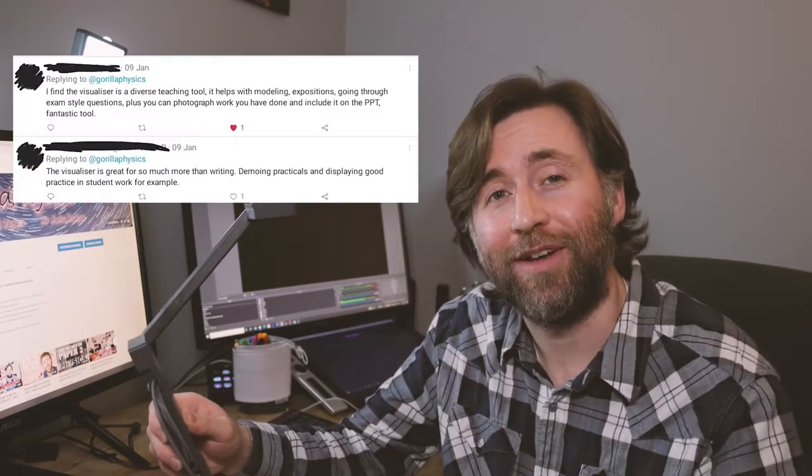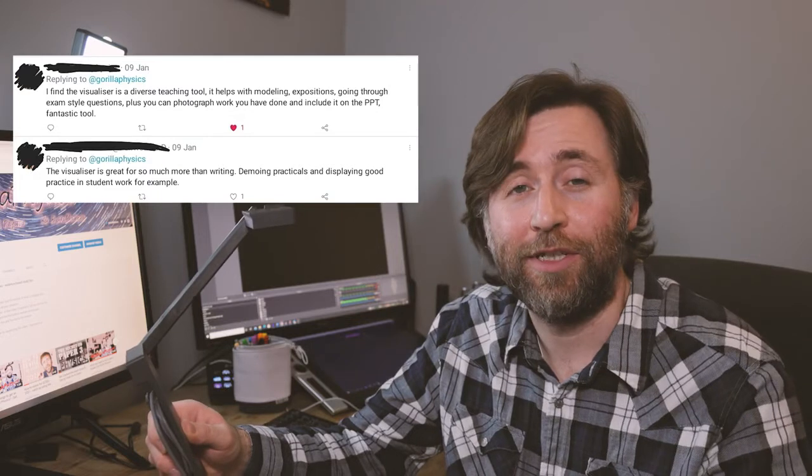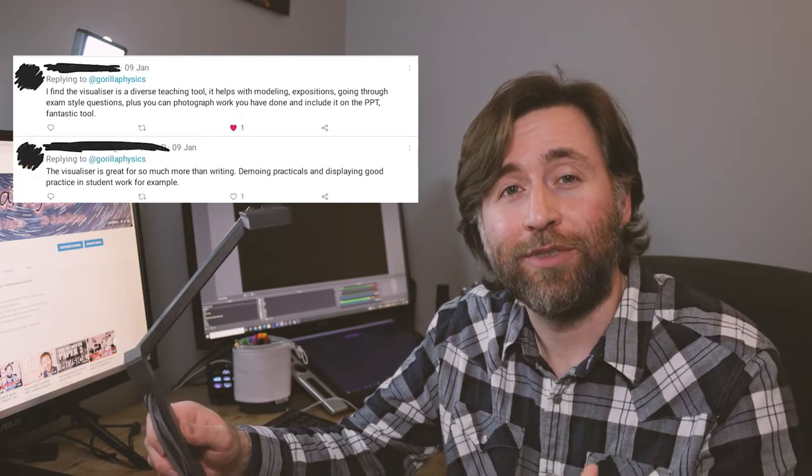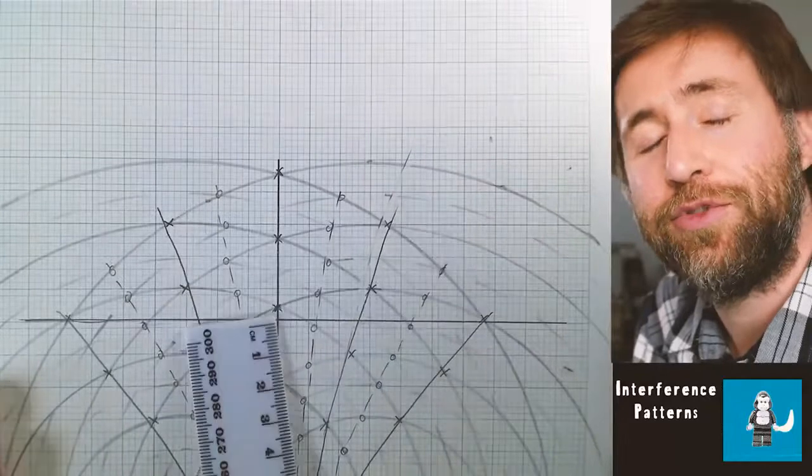But for modeling, the answer is the visualiser. And modeling is something that you can do online. It's a really important part of great teaching, and you can do it almost as well online as you can in the classroom. So whilst I may only use the visualiser for about 10 minutes of a lesson, it's probably the most important 10 minutes of that lesson.